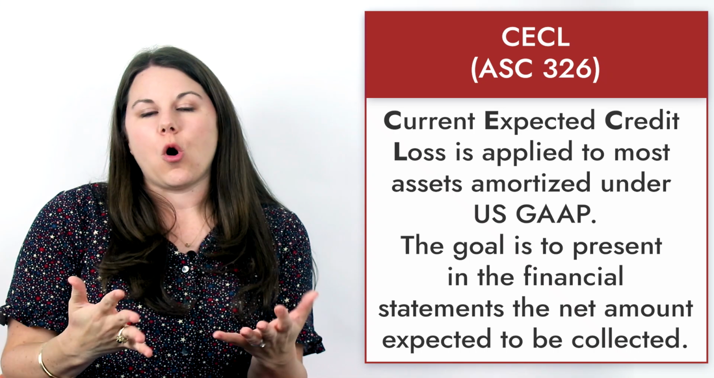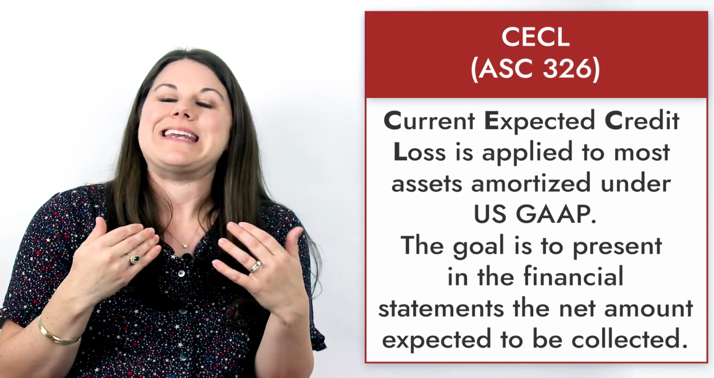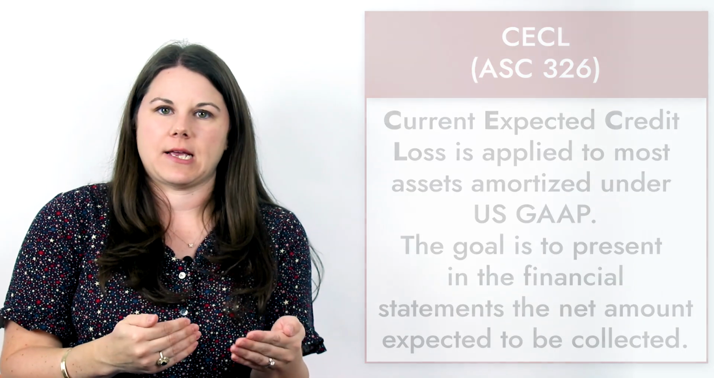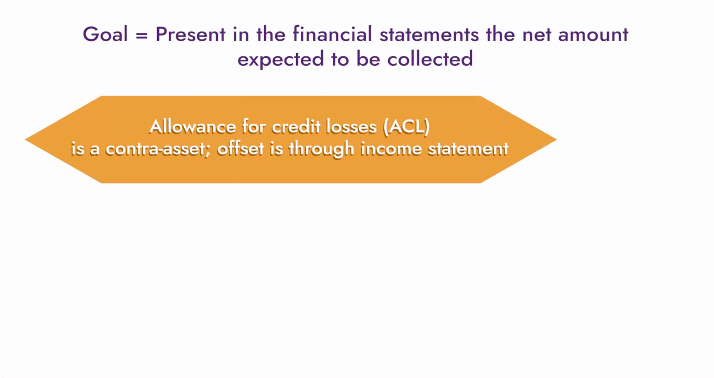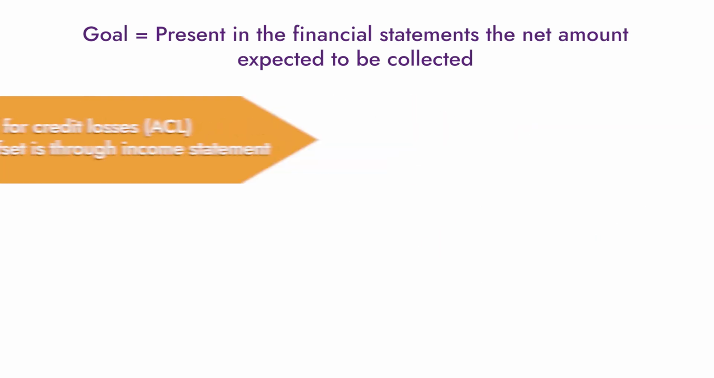All right, so the goal of the CECL model is to represent on the balance sheet the net amount we expect to collect of an asset. We're going to do that using an allowance account, which is a contra asset account, and the offset is to earnings. So we estimate our expected credit losses for the assets each period and reassess it. We can adjust the allowance up or down as conditions change.